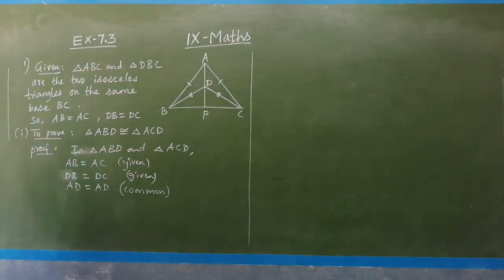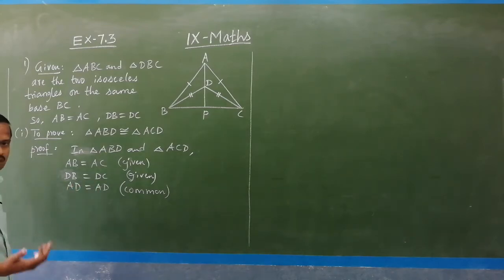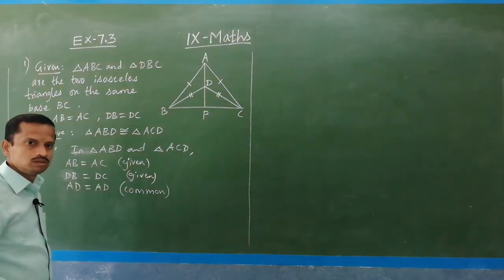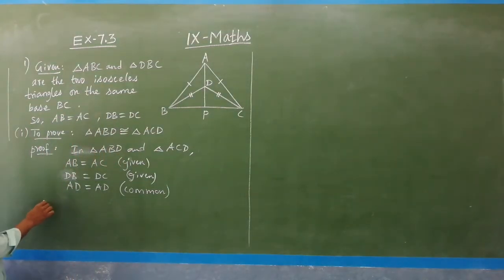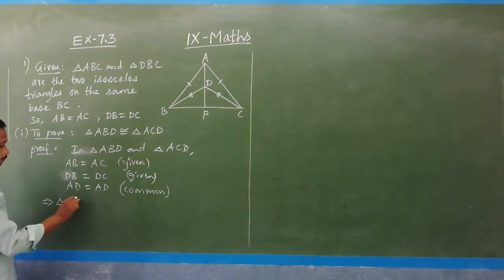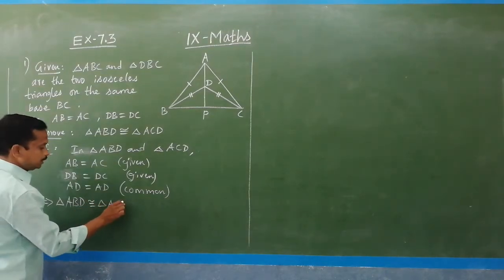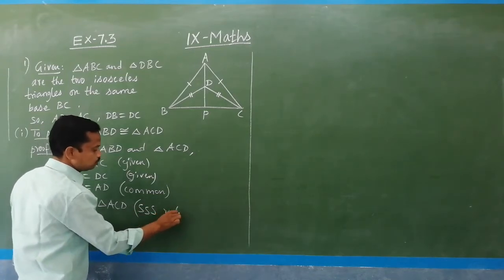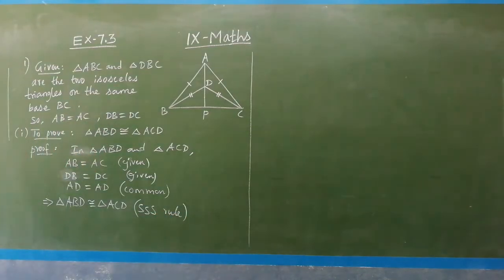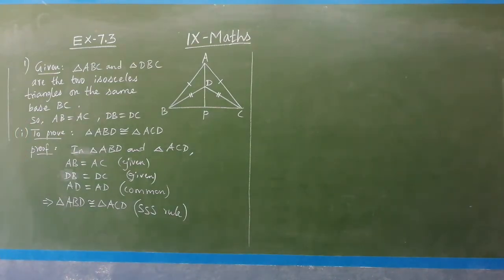So now 3 sides of one triangle are equal to the 3 sides of another triangle. So we can easily say the 2 triangles are congruent. This implies triangle ABD is congruent to triangle ACD. By what rule? By the SSS rule, side, side, side. So we can say these 2 triangles are congruent.